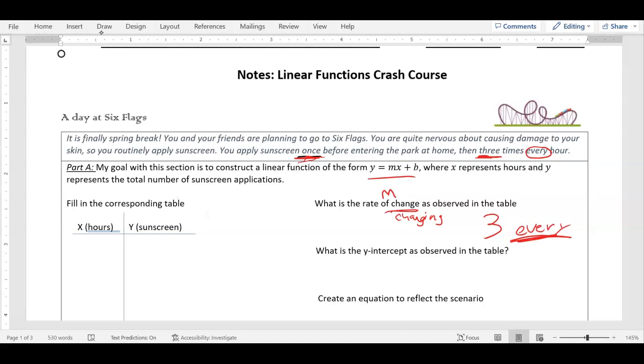What is my b? What's my y-intercept? Where does it begin? Before I even get to Six Flags, how many times have I put sunscreen on? Yeah, it says you apply sunscreen once before entering the park. So that's your beginning. You've started with 1 layer of sunscreen. How do I know it's 1 for the B? Because we said the word before. That's my beginning word. So these are key words that I'm writing off to the side to help you notice. B is at the beginning, happens once. Rate of change, M, happens over and over. It's the changing amount.